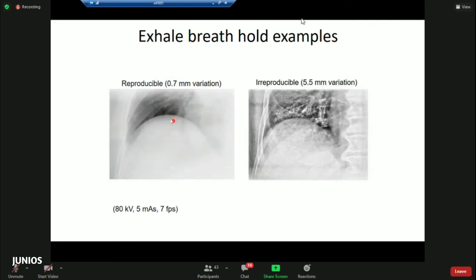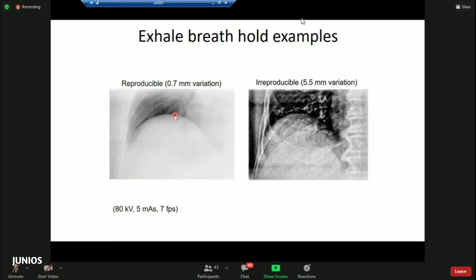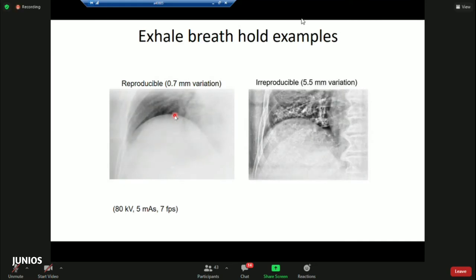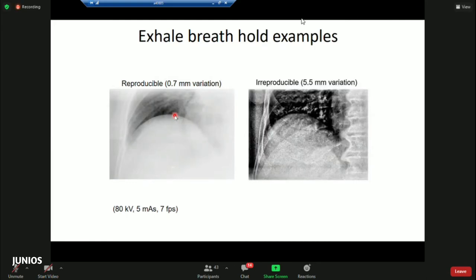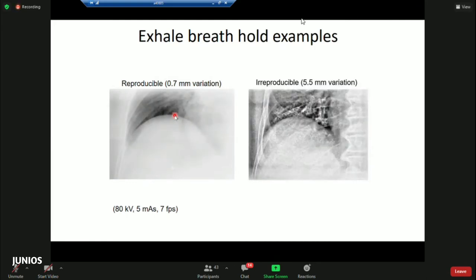So actually, there's a very minimal residual motion during the gated breath hold with the gating window, which we use with the RPM device, with a 0.2 upper and minus 0.1 as a lower in terms of RPM motion and pulse direction. So the very minimal residual motion within the gating window for the exhale breath hold.